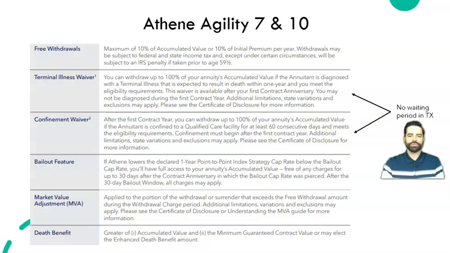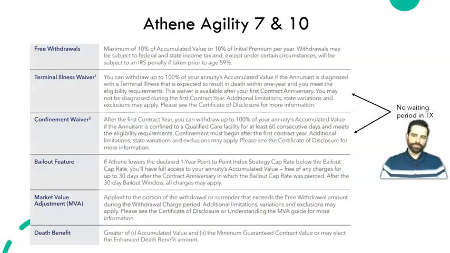You may not be diagnosed during the first contract year. Additional limitations, state variations, and exclusions apply, but you've got to look at a brochure for that. The confinement waiver is after the first contract year as well. You can withdraw up to 100% of your annuity's accumulated value if the annuitant is confined to a qualified care facility for at least 60 consecutive days and you meet the eligibility requirements. Confinement must begin after the first contract year. And the same limitations and variations apply.